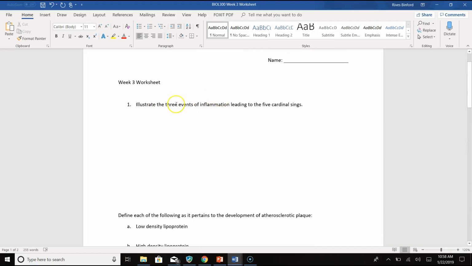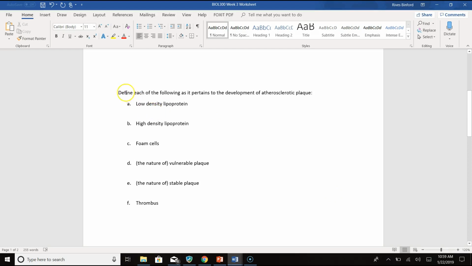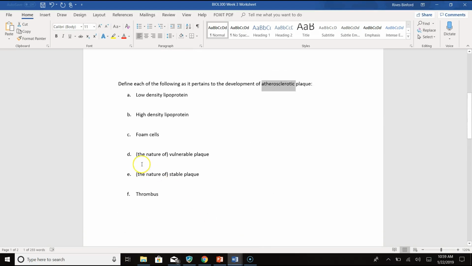Remember that the events of inflammation, you are combining multiple slides here. This is something you have to synthesize, not something you're just rote copying. You're going to define each of the following as it pertains to the development of atherosclerotic plaque. So you have a pretty beneficial vocab list right here. Down here is the nature of vulnerable plaques versus the nature of stable plaques. That's pretty straightforward. I think all of this is pretty good.